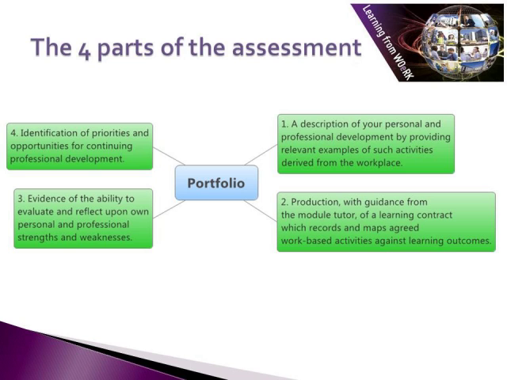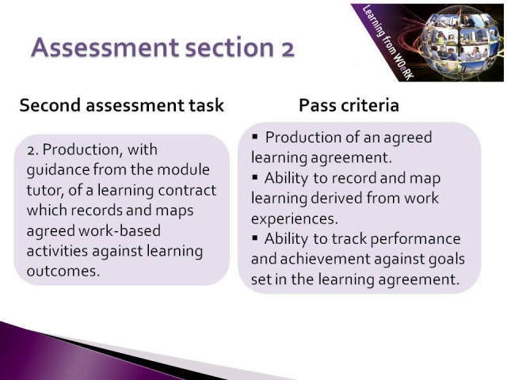In an earlier presentation on an overview of the assessment, we saw that there were 4 sections to the assessment, and in this presentation we will focus on Section 2. The second assessment task is production, with guidance from the module tutor, of a learning contract which records and maps agreed work-based activities against learning outcomes.